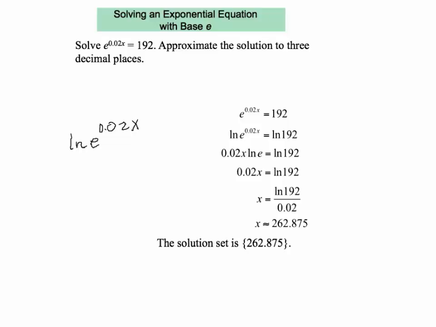Here we have equal to 0.02x times natural log of e. Okay, so that's the property we're using. This exponent here goes right in front of this natural log.